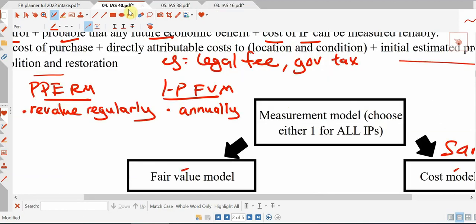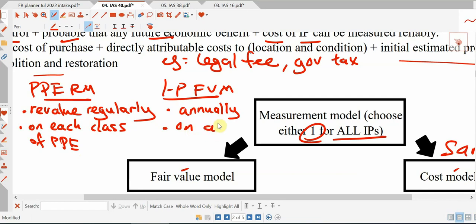However, for investment property, we cannot do that. One model for all investment property. So you only have cost model for everything or fair value model for everything. So let me write something here. On each class of PPE, and this one is on all investment property. Maybe the IP, right? No, let's see, okay.